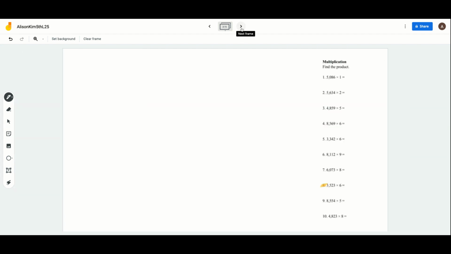Now we're just going to do regular multiplication, and number 8 gave us 3,523 times 6. So let's set it up: 3,523 times 6. Let's just multiply. 6 times 3 is 18, so we're going to put 8, and then we're going to put 1 right there. 6 times 2 is 12, 12 plus 1 is 13, so we're going to put 3 there and 1 here. 6 times 5 is 30, 30 plus 1 is 31, so we're going to put 1 there and 3 there. 6 times 3 is 18 again, 18 plus 3 this time is 21.